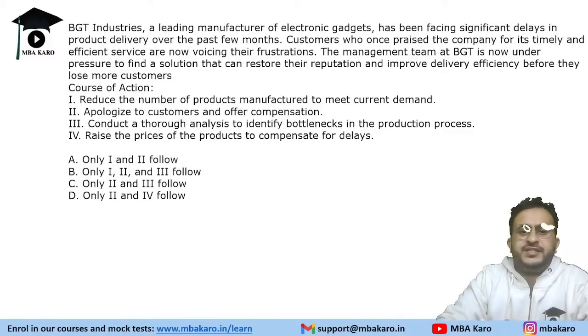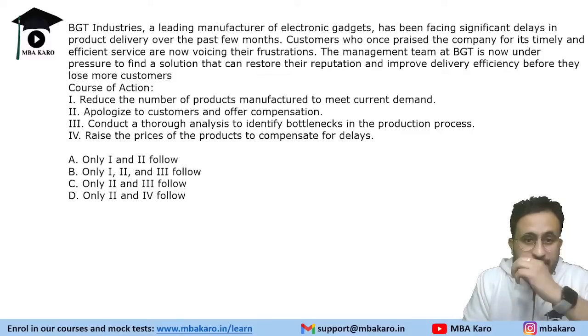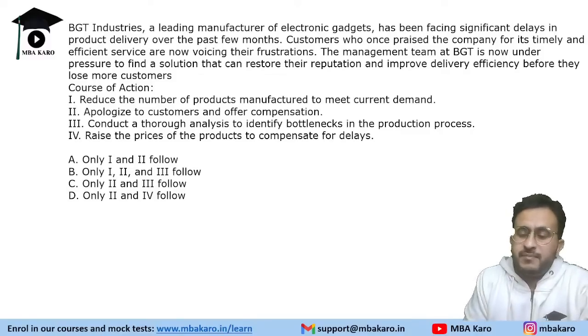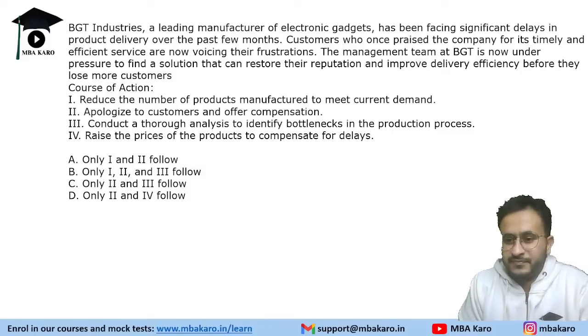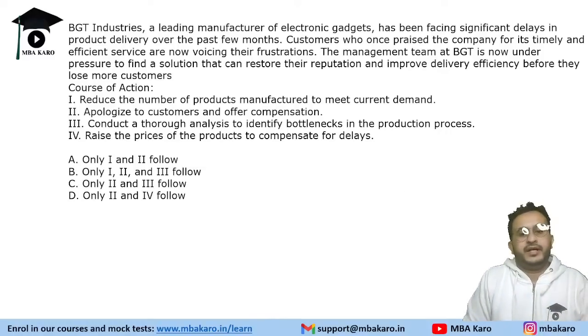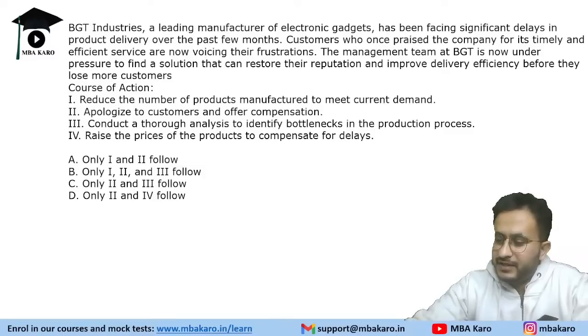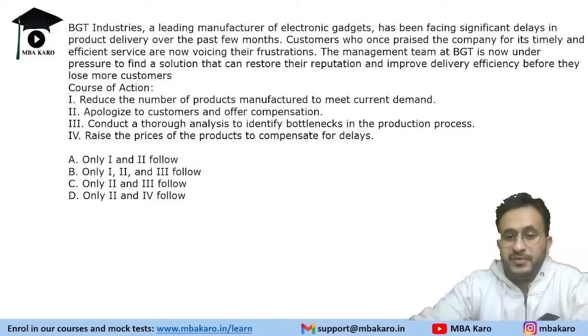It says BGT Industries, a leading manufacturer of electronic gadgets, has been facing significant delays in product delivery over the past few months. Customers who once praised the company for its timely and efficient service are now voicing their frustrations. The management team at BGT is now under pressure to find a solution that can restore their reputation and improve delivery efficiency before they lose more customers. Okay, so there are four courses of action, and you need to tell which of the following courses of action follows. In the examination also we had similar questions. There were four courses of action, and you had to find the combination that would follow.